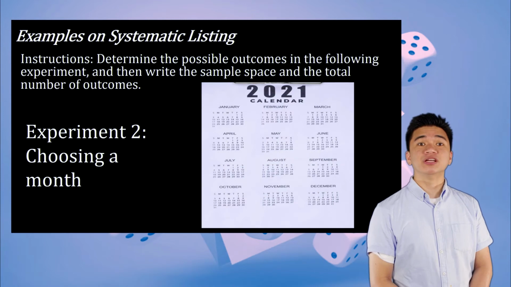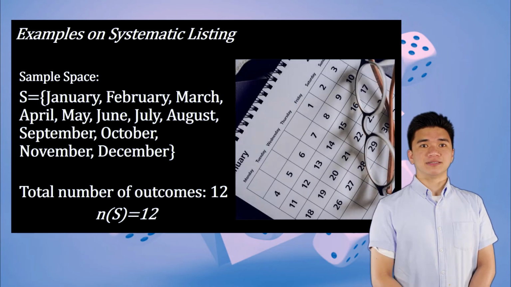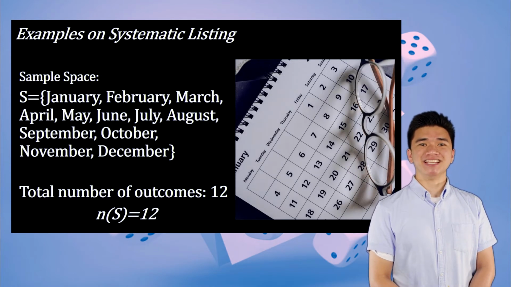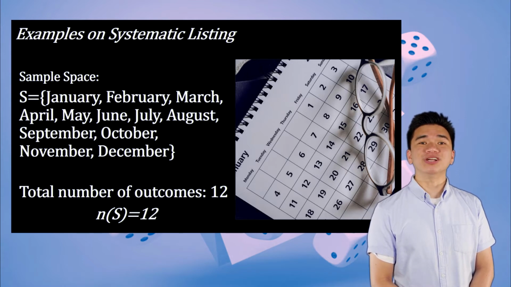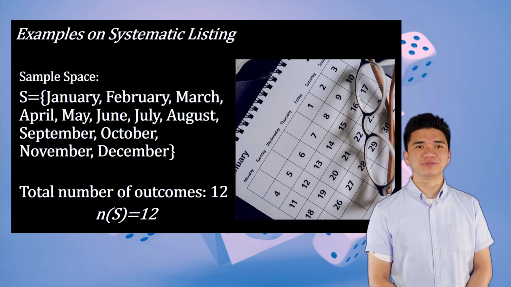Experiment 2. Choosing a month. The sample space is S = {January, February, March, April, May, June, July, August, September, October, November, December}. The total number of outcomes is n(S) = 12.